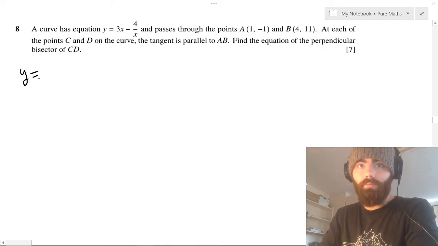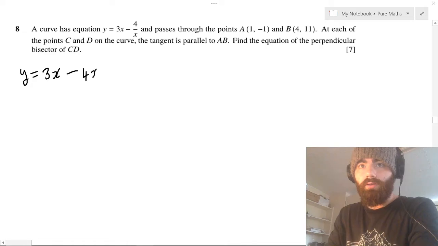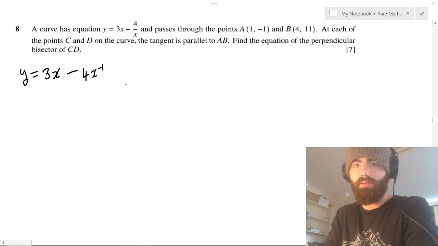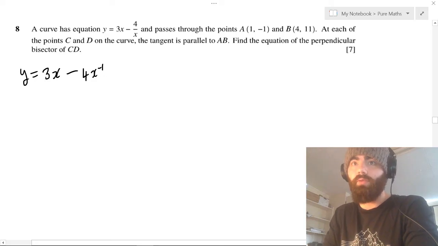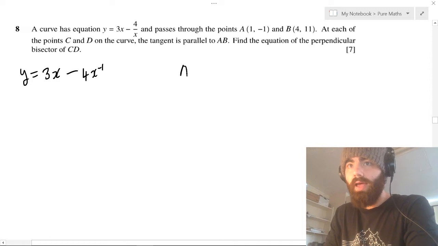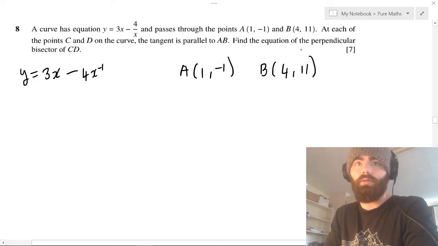So we've got a curve, y equals 3x minus 4x to the negative 1. I'm going to write it like that because I feel like we're going to have to differentiate this, so it's nice to have it in exponent form. This curve passes through the points A, which is at (1, -1), and B, which is at (4, 11). So it passes through those points.